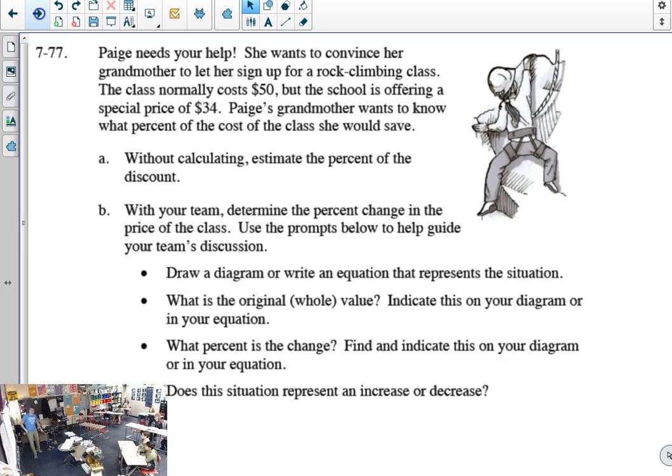All right, Paige needs our help. You know why I might like Paige? Because she wants to rock climb. Paige is rock climbing. So she wants to convince her grandma to let her sign up for rock climbing. Now my grandma would probably think I was going to go kill myself, accidentally of course.